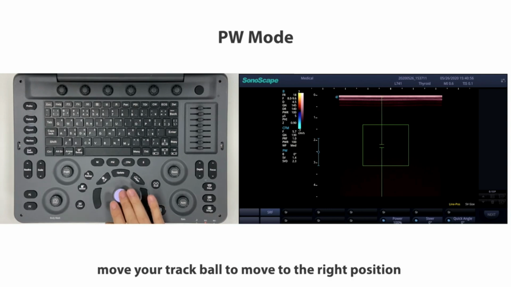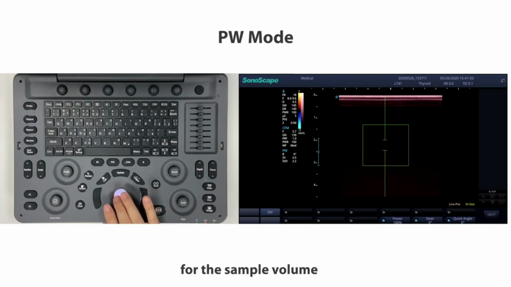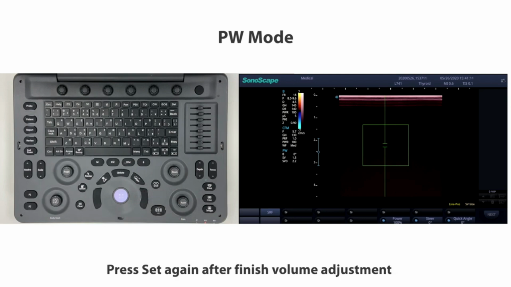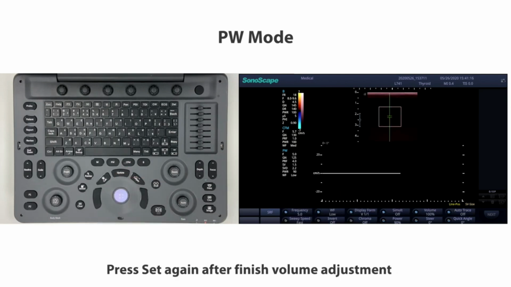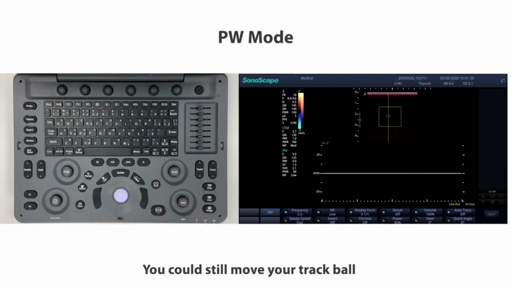Move your trackball to move to the right position, then press set to activate size adjustments for the sample volume, and move the trackball again to adjust the volume size. Press set again after finishing volume adjustment. Then press update to activate PW scanning.